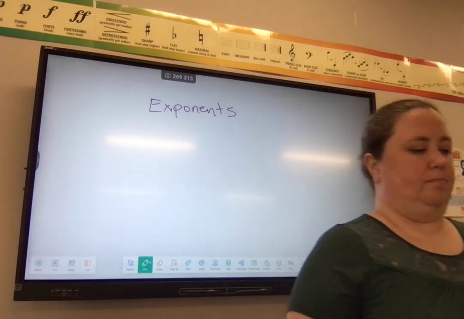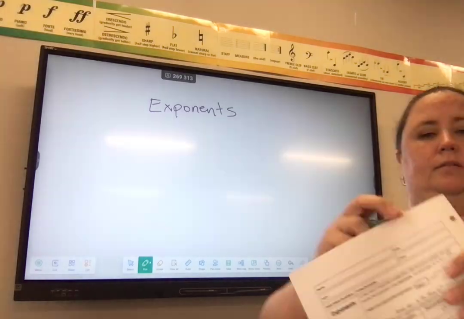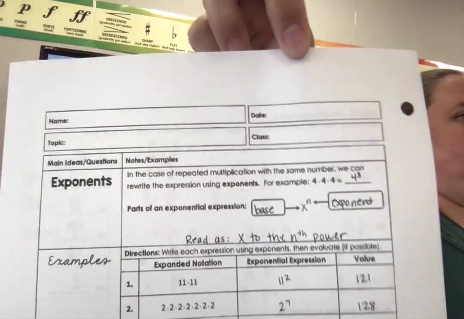All right, so exponents. We're going to go through the beginning of this worksheet. Make sure you have your worksheet. Make sure you're showing your work.